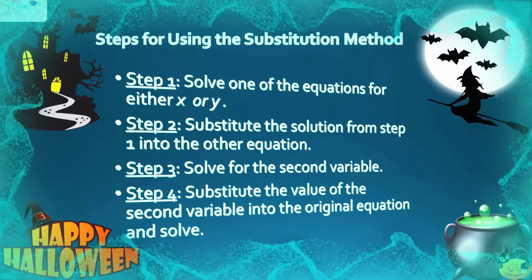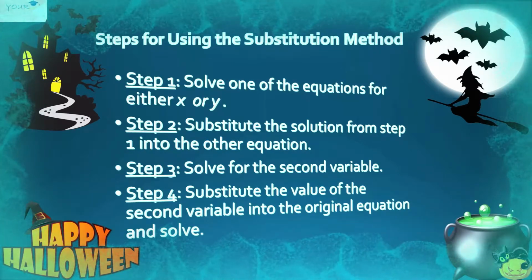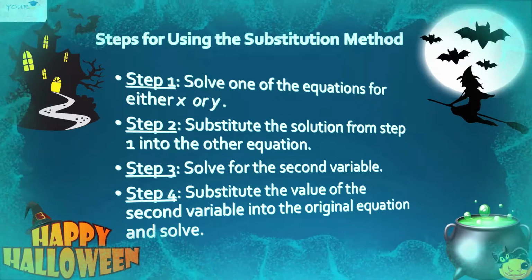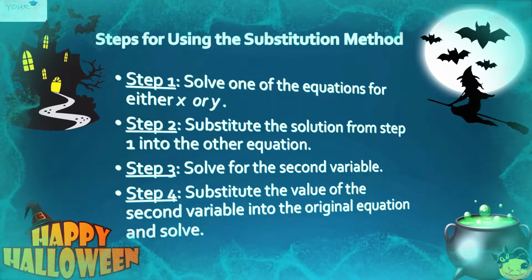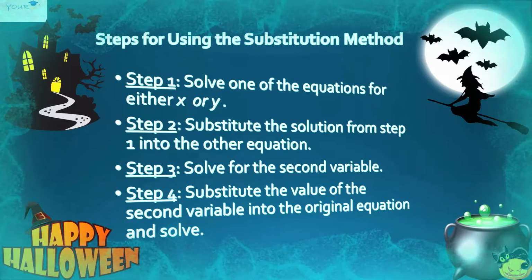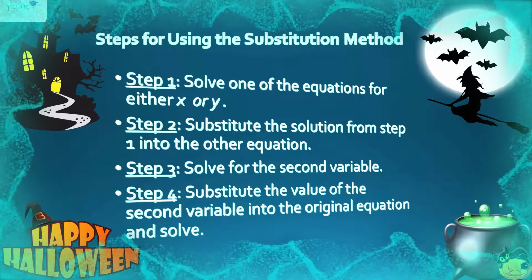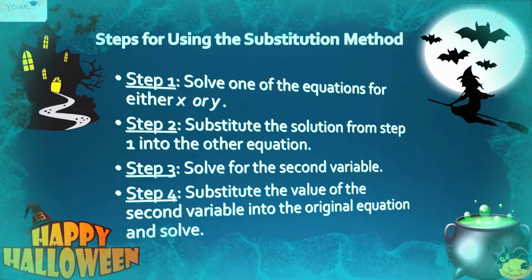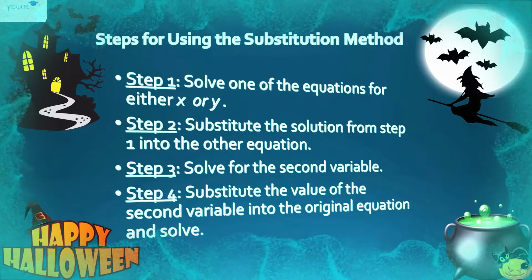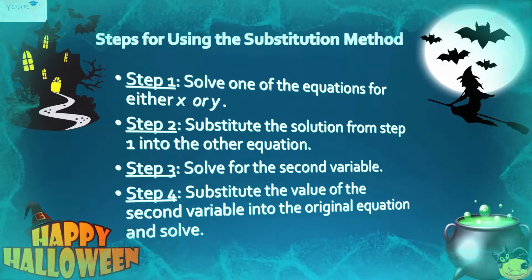Steps for using the substitute method. Step 1. Solve one of the equations for either x or y. Step 2. Substitute the solution from step 1 into the other equation. Step 3. Solve for the second variable. Step 4. Substitute the value of the second variable into the original equation and solve.